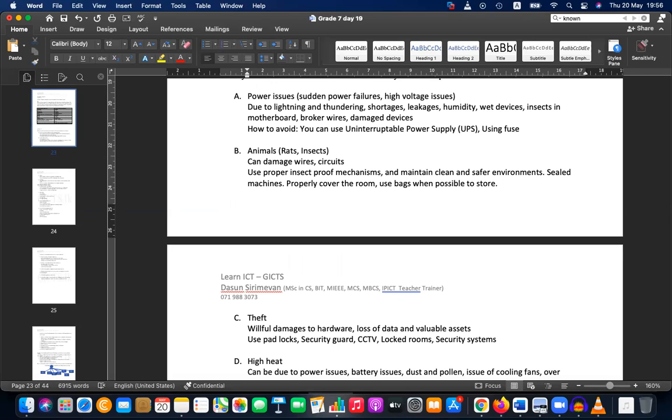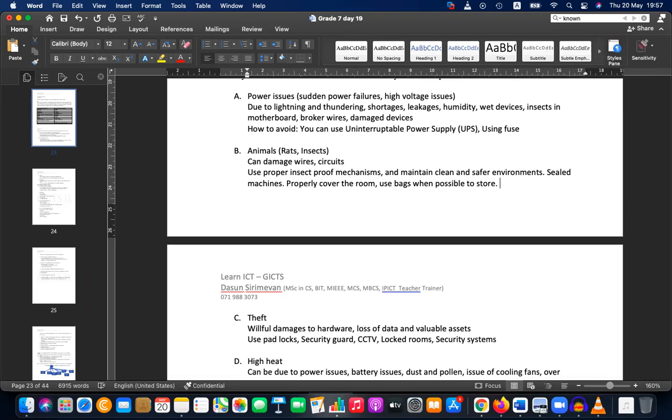Don't spill different liquids. Don't spray that onto your computer. There are chalks used against insects, the chalk you draw with so that ants don't come. Don't draw with that chalk on the computer. So why? What's the reason we shouldn't spray something or draw using those chalks?